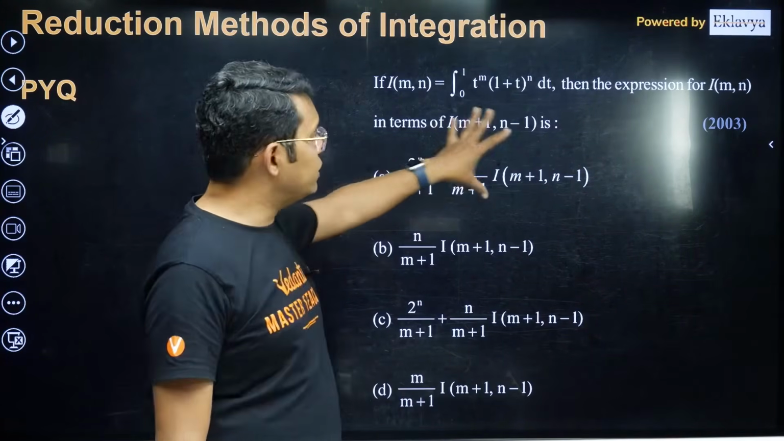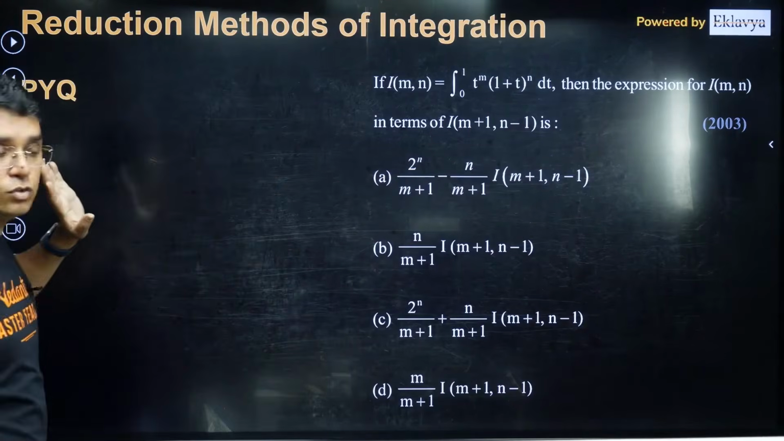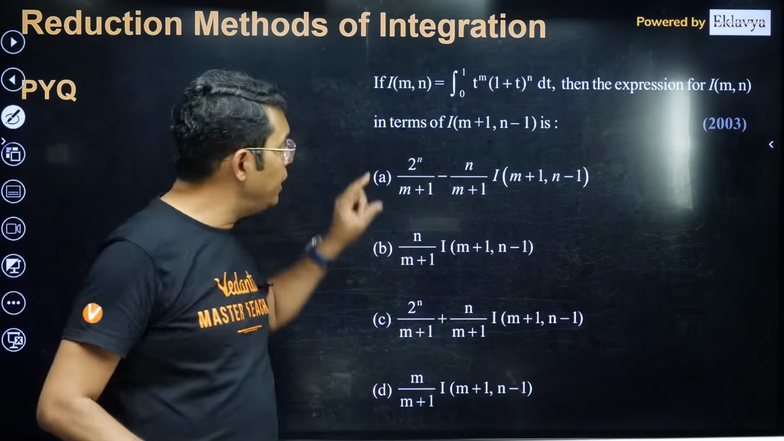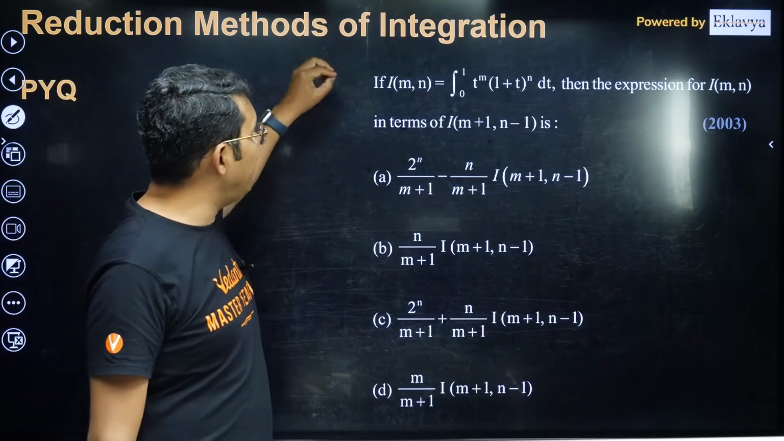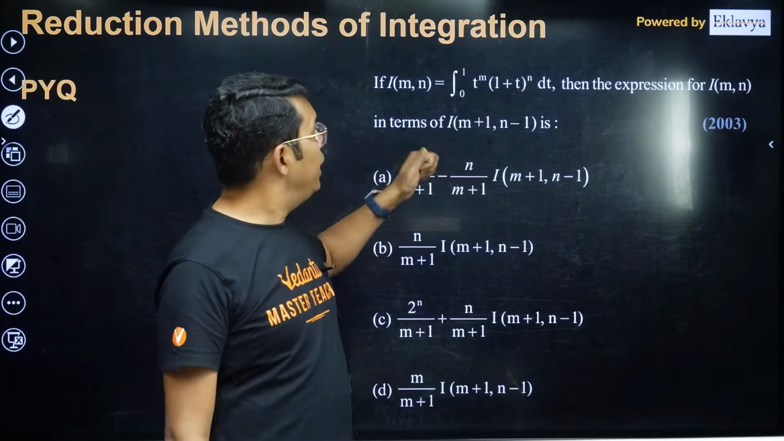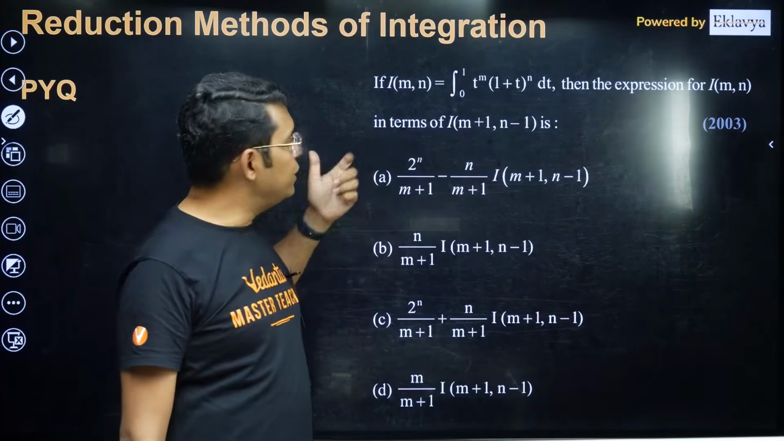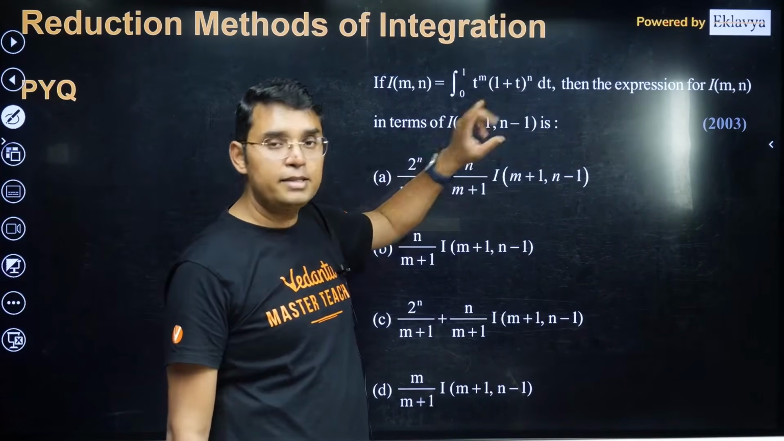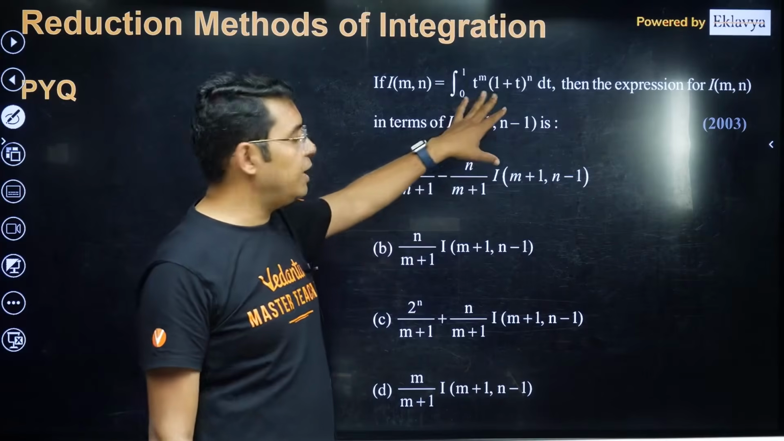So this is a question of 2003, PYQ JEE Advanced 2003. JEE Mains, they have asked many questions that I have not included. So this is a question where they are saying I m comma n, t power m over 1 plus t power n dt. It looks like a beta function, but it is not actually, because if it was minus here then it would be a beta function. This time it is not.